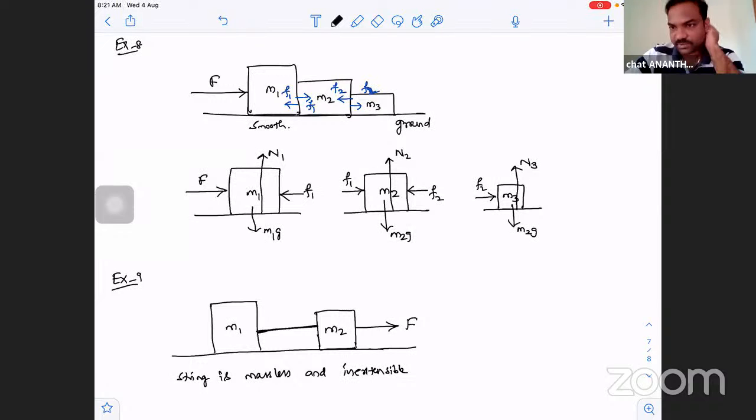Next, work and energy. You have to find the work done by forces, which means you have to know the forces. So if you understand this fundamental, the remaining things you can at least go ahead with easily.